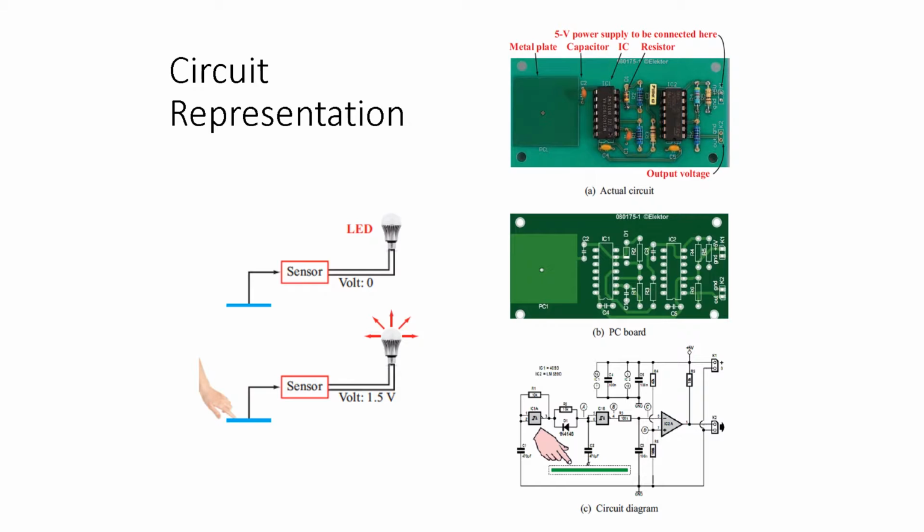So, for instance, this quick one shows some kind of pad with a sensor and an LED, and then the bottom one is showing that if I touch the pad, something happens to that sensor, and the voltage is going to go from 0 to 1.5 volts, and that's going to turn on the LED. So we've used pictures to describe some kind of electrical concept here. However, these pictures are not very detailed.